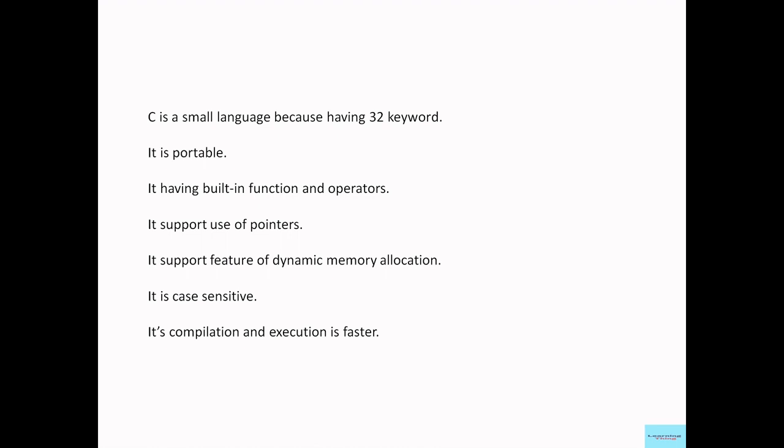C programming language supports the feature of dynamic memory allocation. In dynamic memory allocation, you can free the memory at any time by calling the free function. You can call this function at any time and free the allocated memory. That also we will discuss in the dynamic memory allocation chapter.